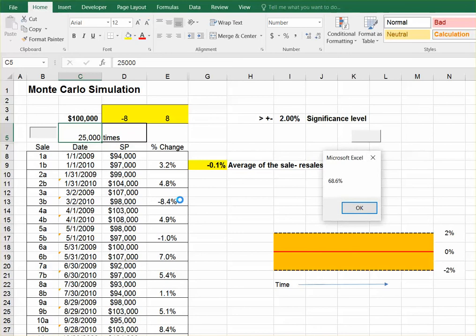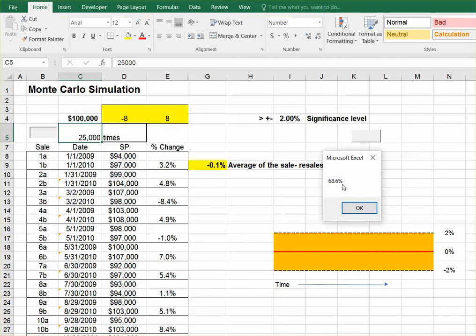Because we're now relying on a Monte Carlo simulation to apply the law of large numbers, we're going to get an answer. I'm going to write this down. We got 68.6%, and that was at plus or minus 8%, with 3 pairs. Okay, you see that?